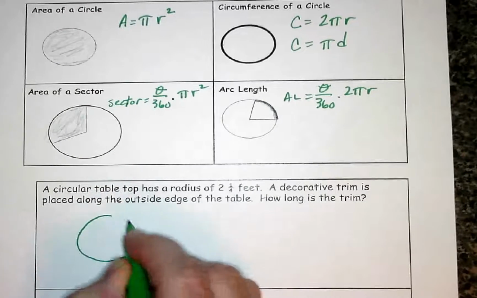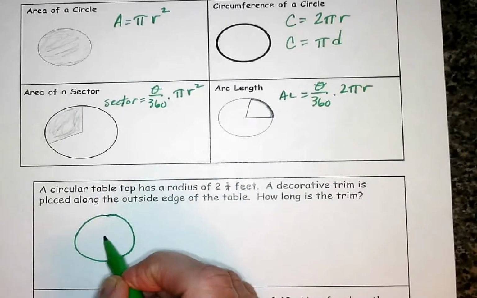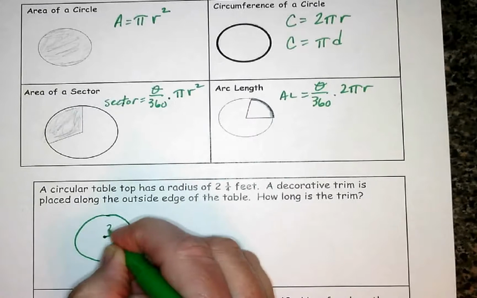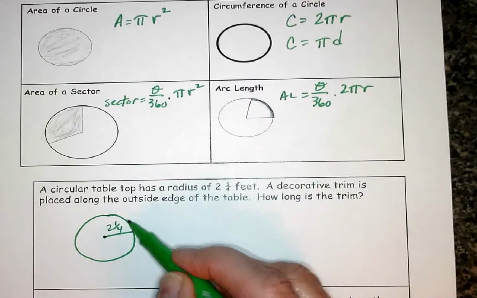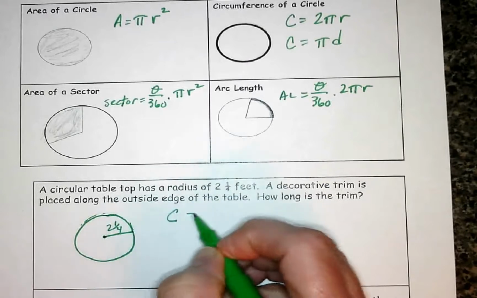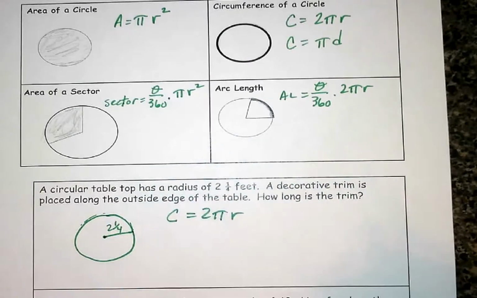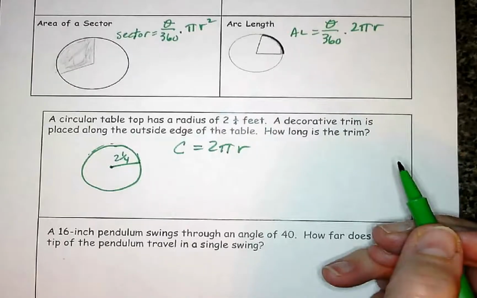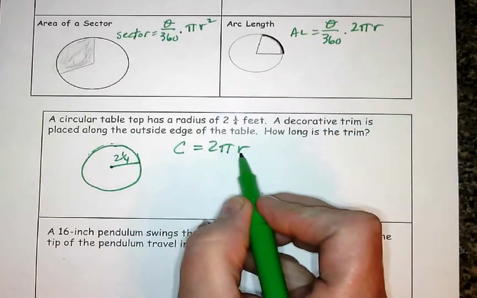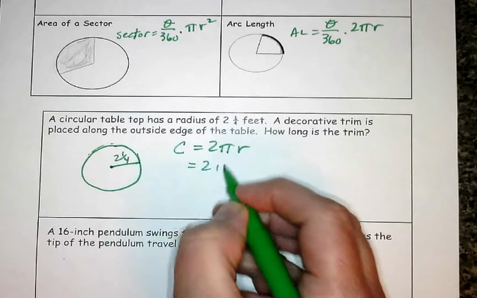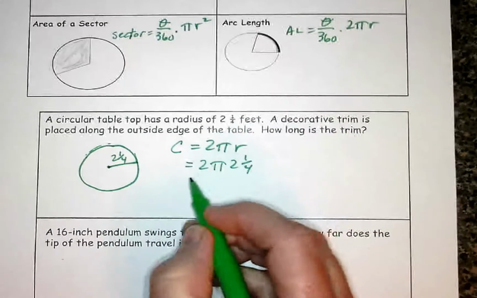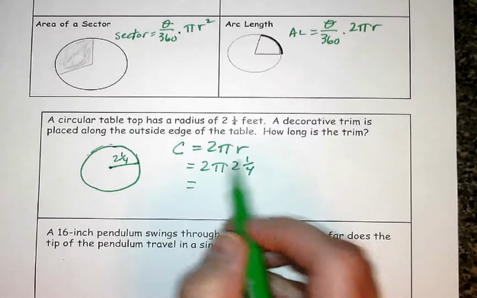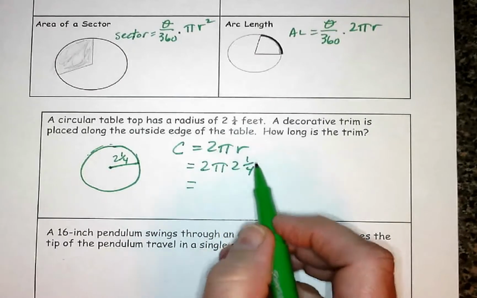So if I have my circular table, a radius from the center out is 2 1/4. The decorative trim is placed on the outside edge. So here is all the way around. It's the whole table. So I know I'm going to find circumference. The only thing I need for circumference is the radius, which is what they gave me. So that's 2 1/4. Now I just have to multiply those out. So 2 times pi times 2 1/4.